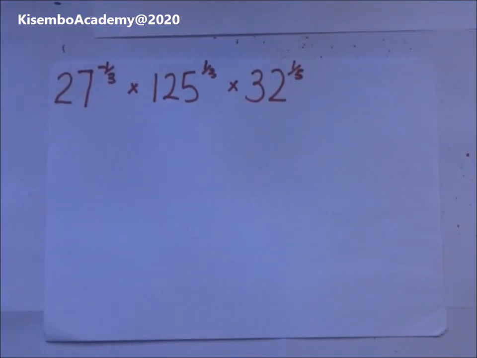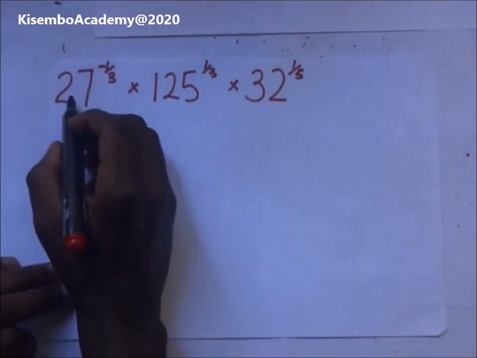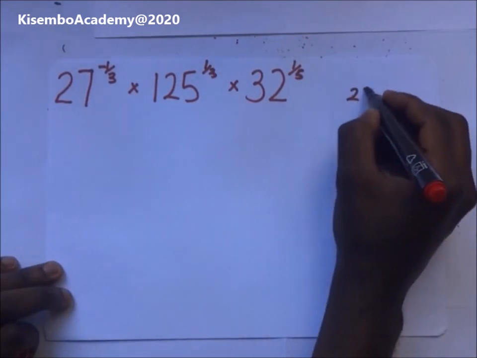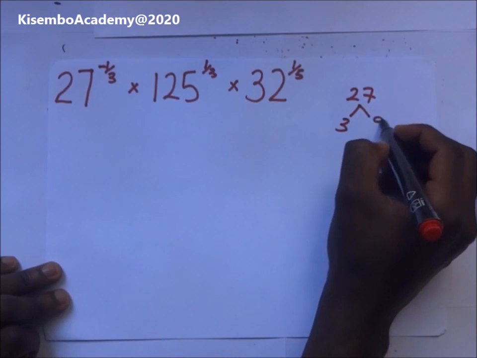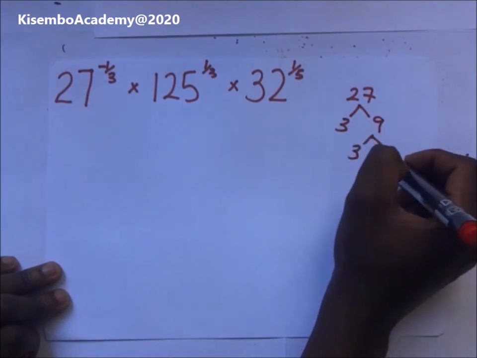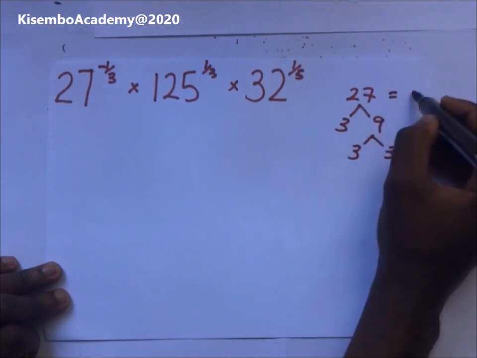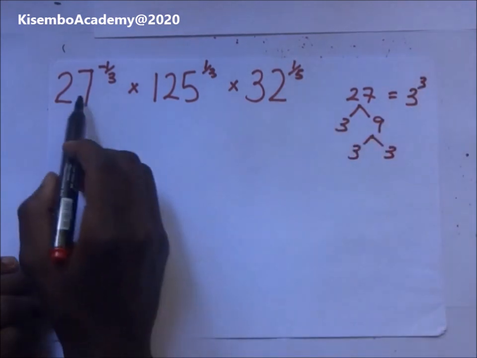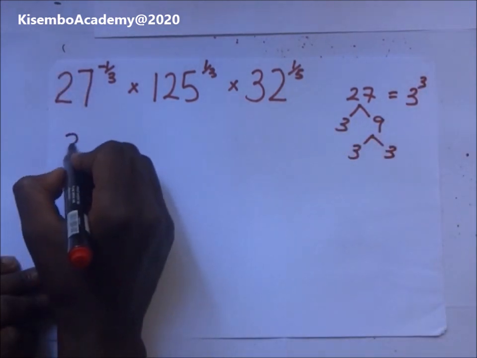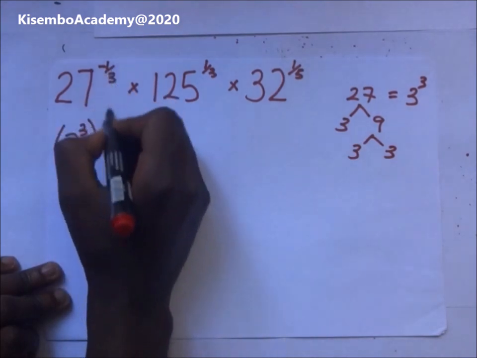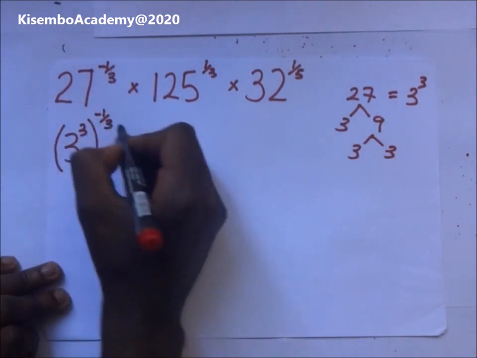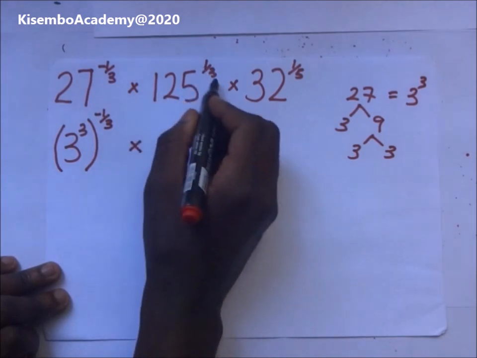From prime factorization, you know that 27 divided by 3 is 9, divided by 3 is 3. So it means that 27 is the same as 3 to the power 3. So this 27, you say it is 3 to the power 3. That's the 27 to the power negative a third. Multiply that by 125 to the power third.